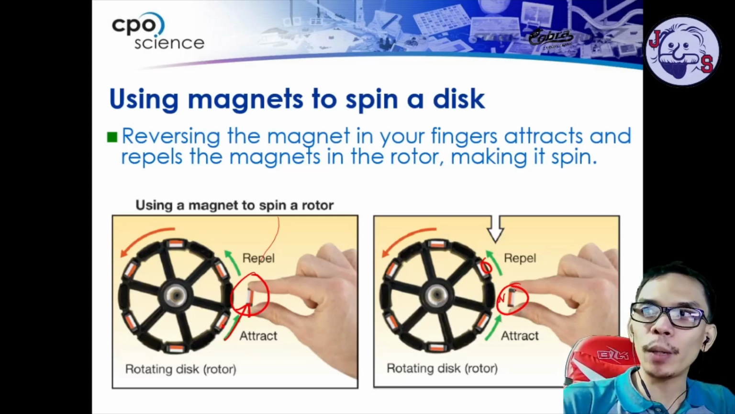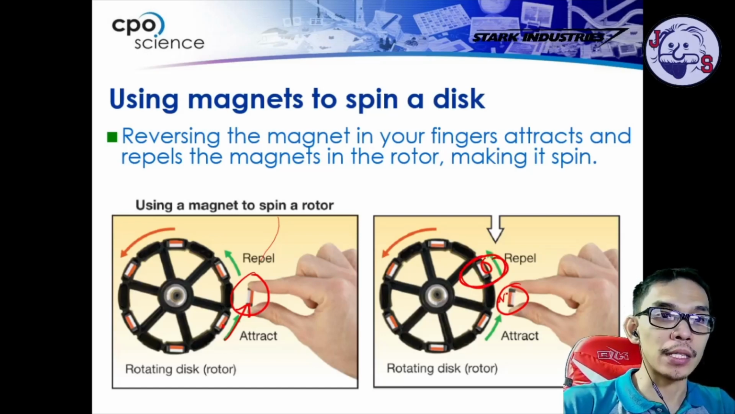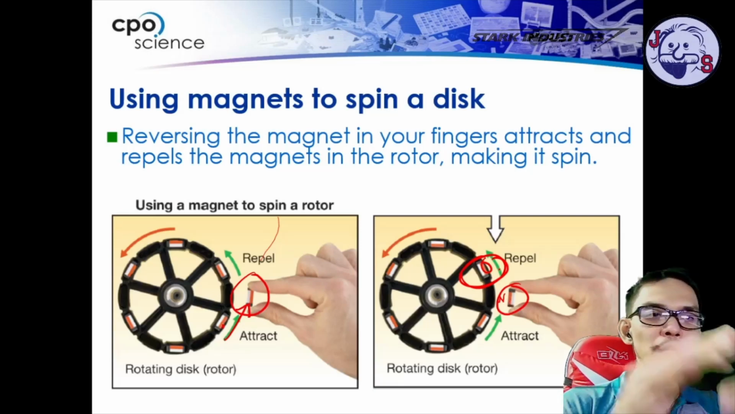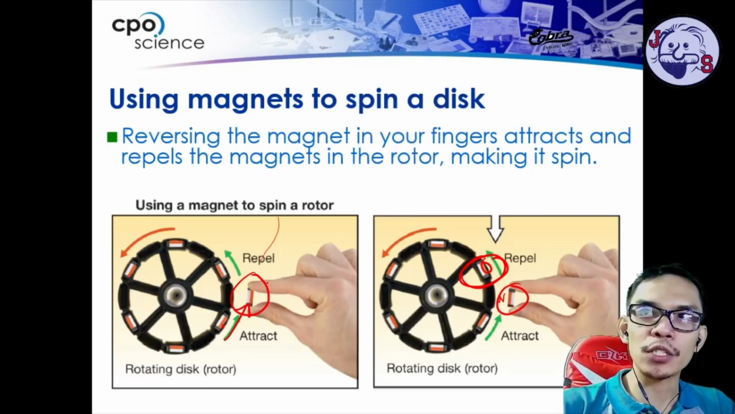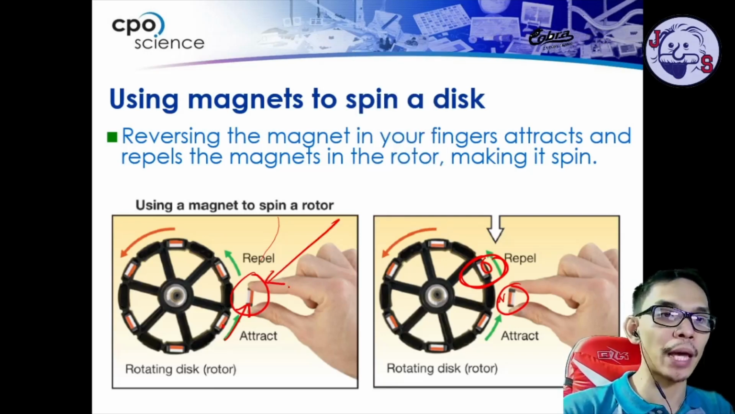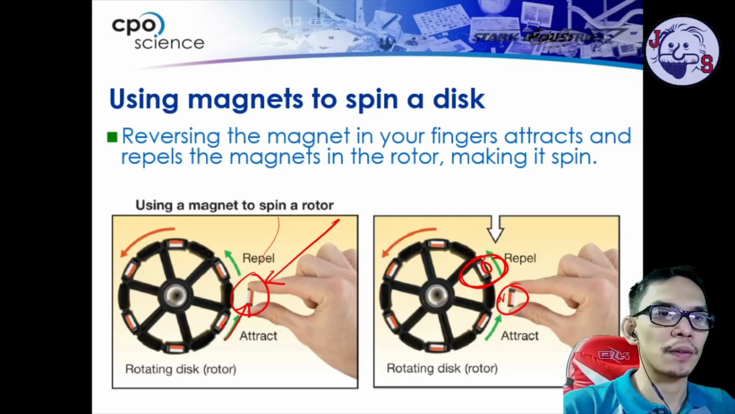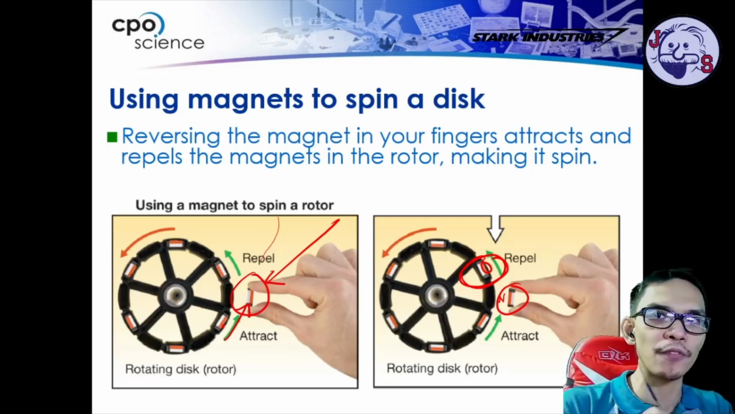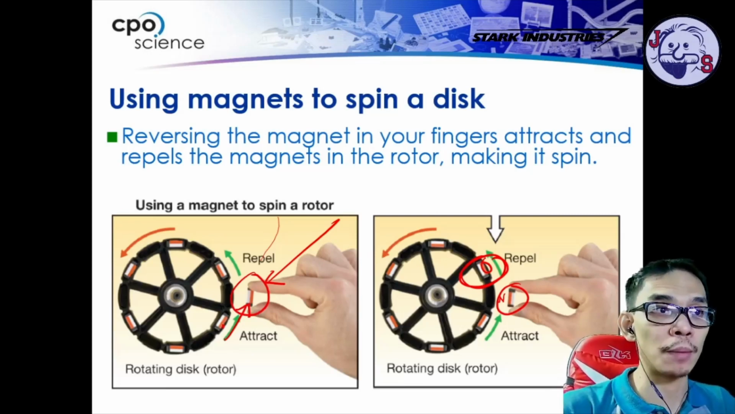So therefore, it will push that particular magnet away from this magnet, as a consequence of that particular force. As you do that motion, as you reverse this particular magnet time and time again, what will happen to the disc? The disc will do attraction and repulsion several times, therefore it will rotate. It will achieve a rotational motion.